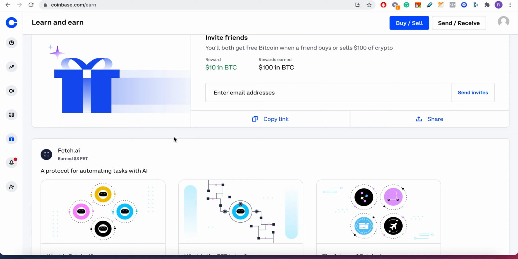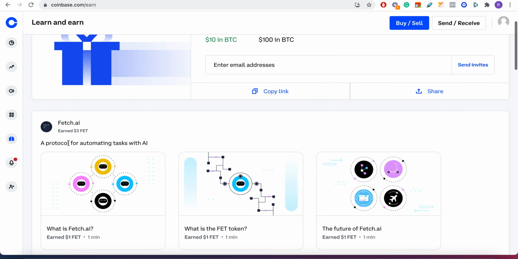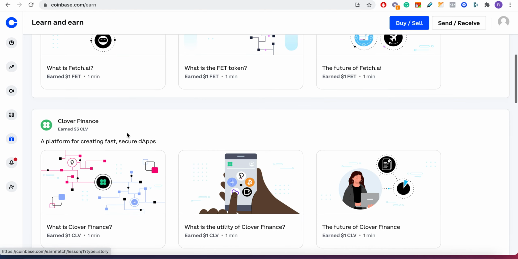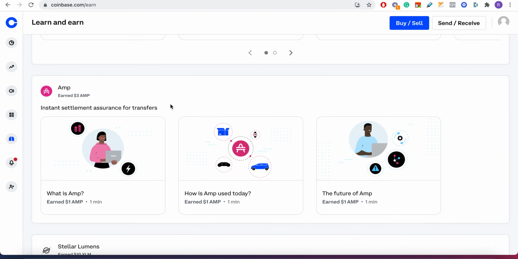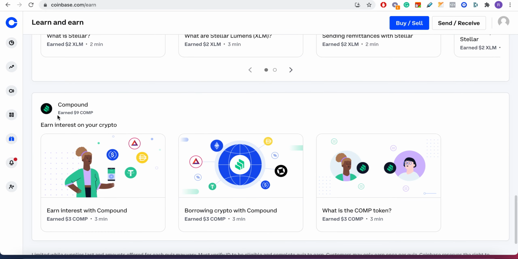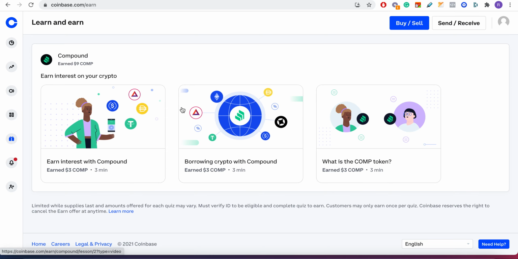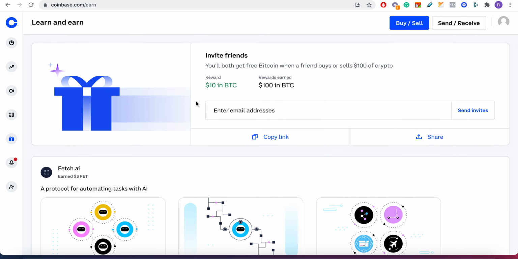And other than that, Coinbase Earn, they will release from time to time. You can see that I earned $3 in FET, $3 in CLV, $4 in Graph, $3 in AMP, $10 in XLM, $9 in Compound. If you do those, it all adds up and you can have like 400, 500. And if crypto goes 10x, that's 5,000. That's pretty good money, right?